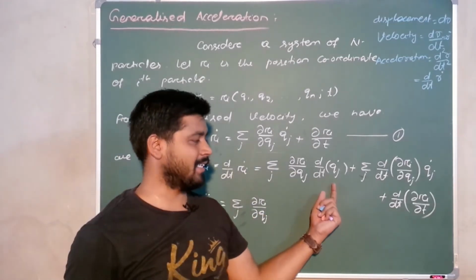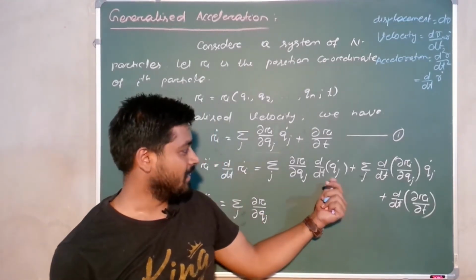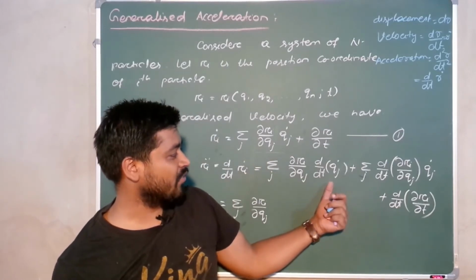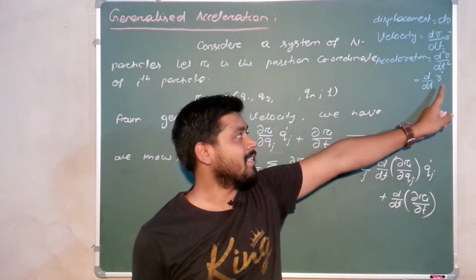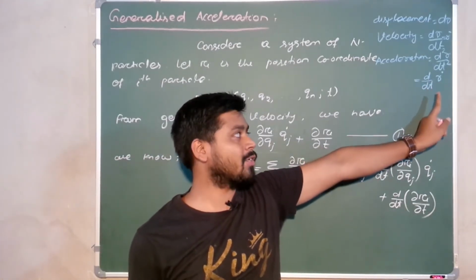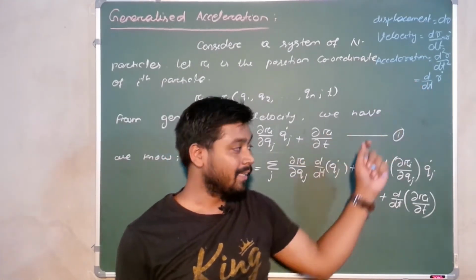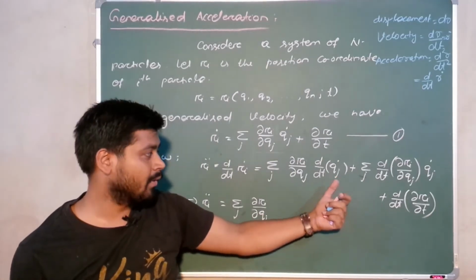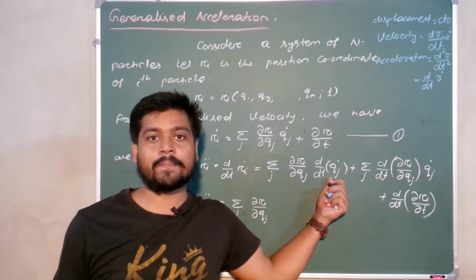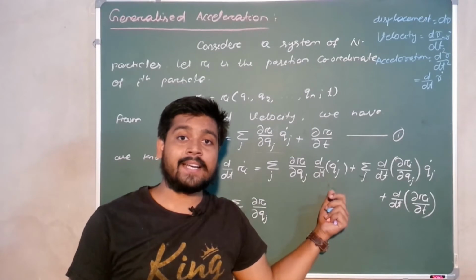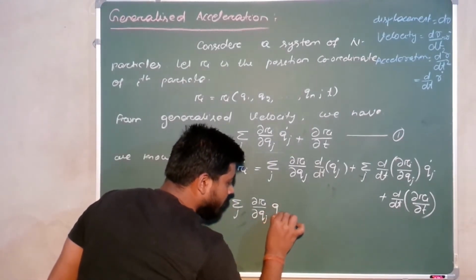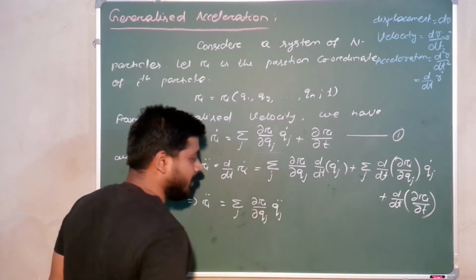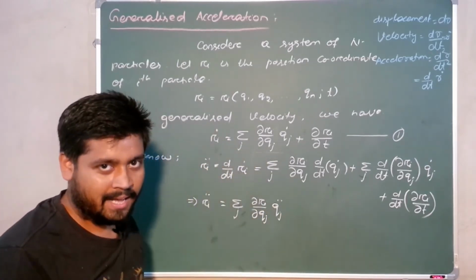This is the generalized velocity, yes or no? If we differentiate this generalized velocity with respect to time, what do we get? This is the velocity; if we differentiate it with respect to time, we get the acceleration. Then this is the generalized velocity; if we differentiate this with respect to time, we get the generalized acceleration. Just write down here qj double dot, which indicates generalized acceleration.